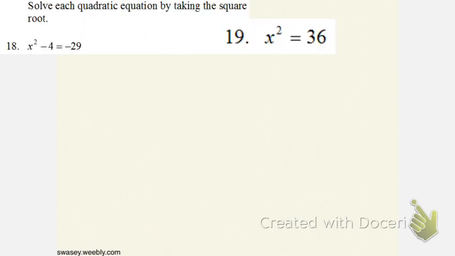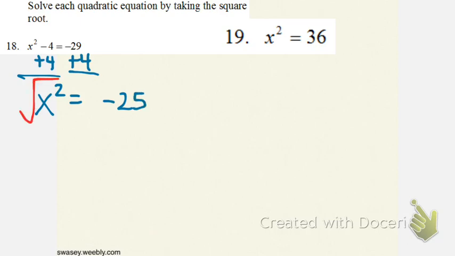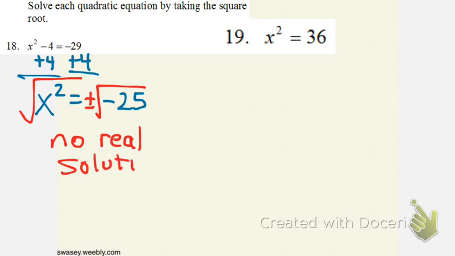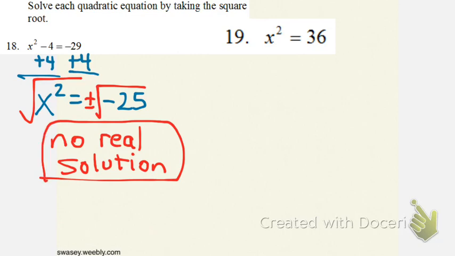We're solving the quadratic equation by taking the square root. So to get rid of minus 4, add 4. So we have x squared equal to negative 25. To get rid of squared, we'll square root. Square root of a negative, we'll just say no real solution or no real root. When you get to Algebra 2 and Trig, you'll continue with that because you'll be using imaginary numbers.